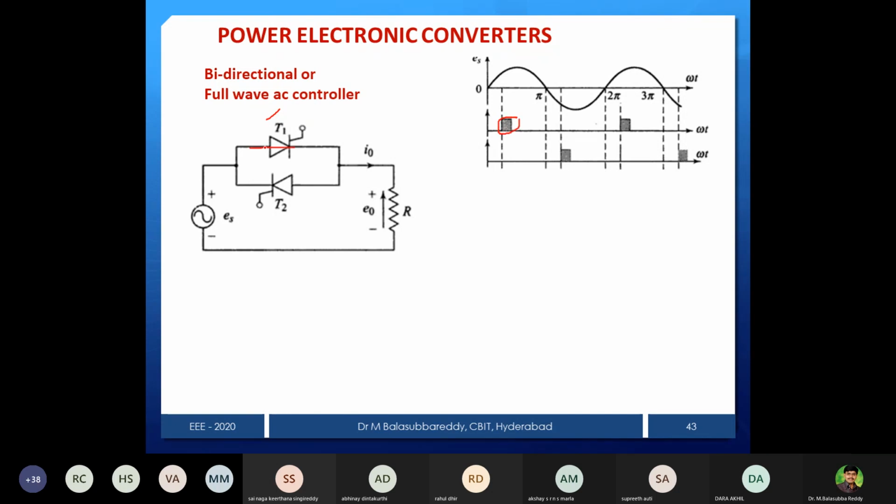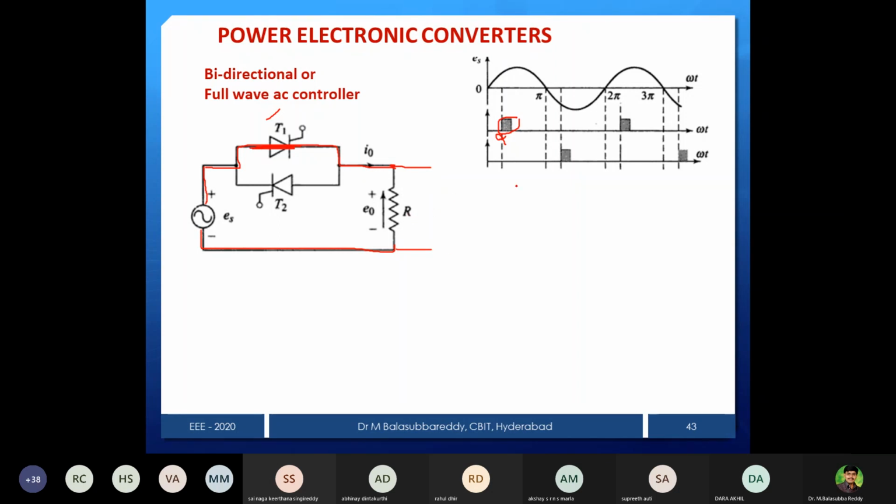It starts conducting. Even though it is forward bias, if you do not give the firing pulse, it won't conduct. But it will conduct only at alpha, because we are providing the pulse at alpha. And T1 will start conducting. If this is conducting, I want to measure voltage across the load. What is this? This is same as source only, because load one end is connected directly to this point, other end is directly connected to this point. So that means whatever source is there, the same voltage is applied across the load side.